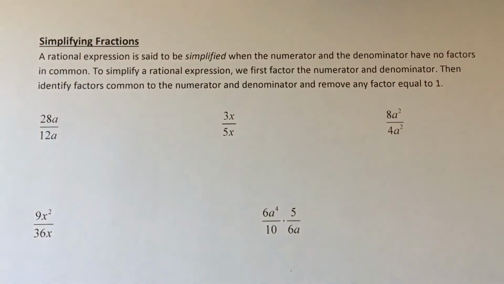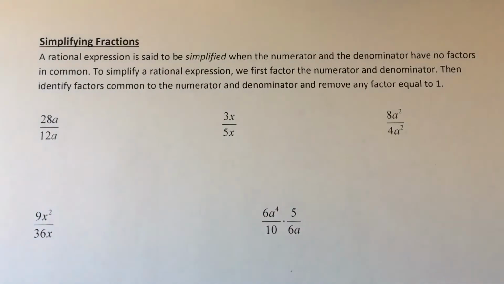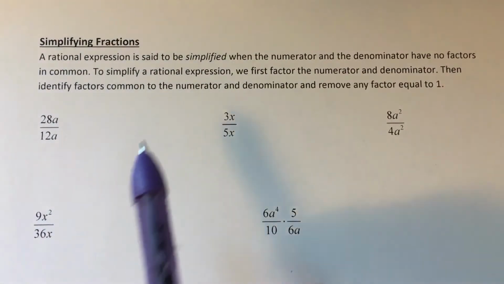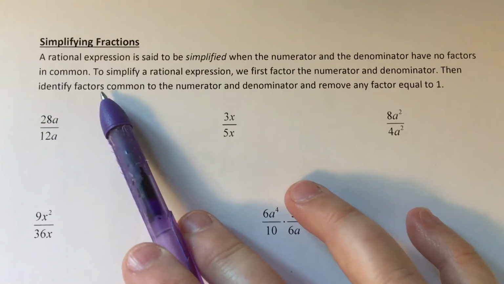There are a few more properties of exponents that I want to make sure we understand. One of them is how to simplify fractions that contain variables and exponents in them. A rational expression is said to be simplified when the numerator and denominator have no factors in common.